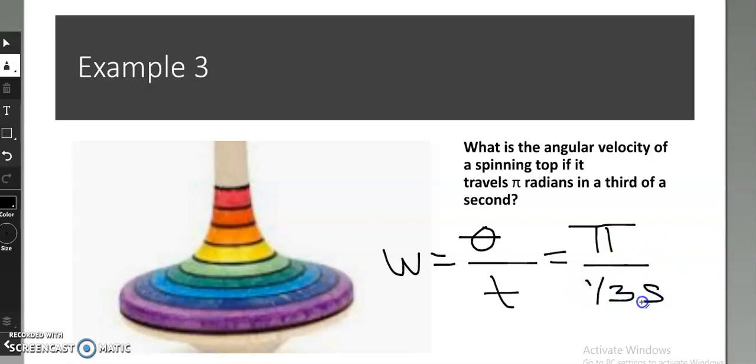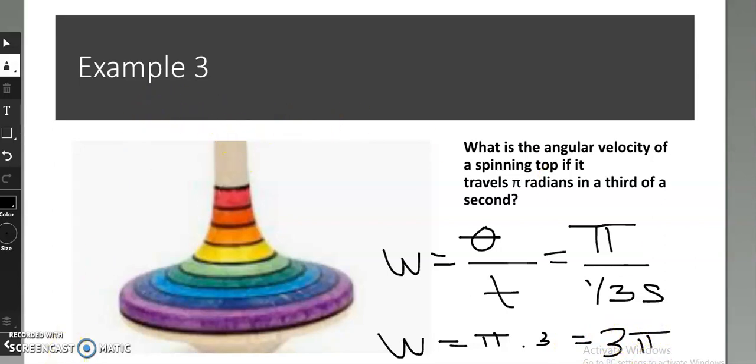So 1/3 second, if I multiply this out, will turn into pi times, if I divide this, I'll change this to multiplication and change this to 3. And so I get 3 pi.